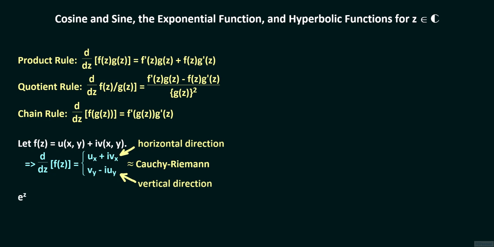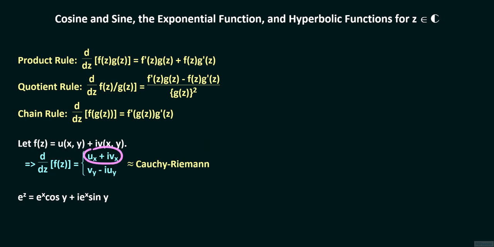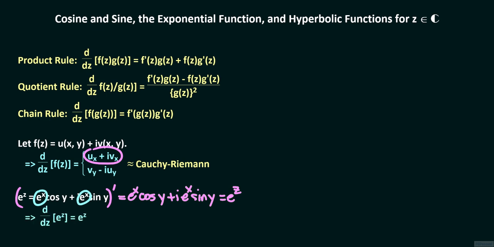Now e to the z power equals e to the x power times cosine y plus i times e to the x power times sine y. Using this formula for f prime, we differentiate only the factor e to the x power in each term, so that we get e to the x power times cosine y plus i times e to the x power times sine y. This is just e to the z power, so that the derivative of e to the z power is itself.